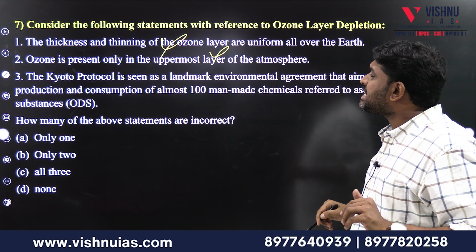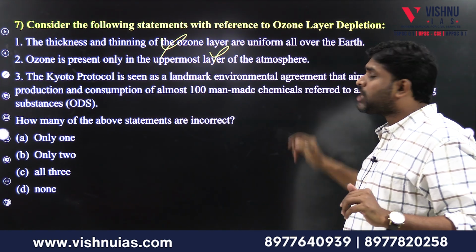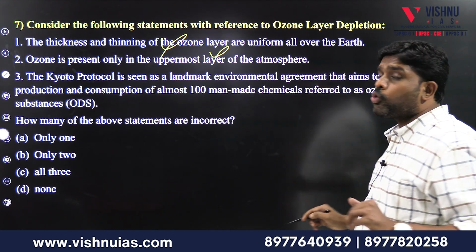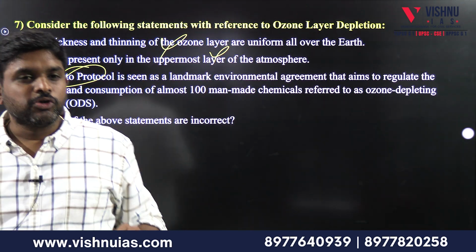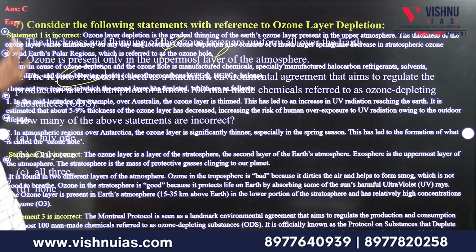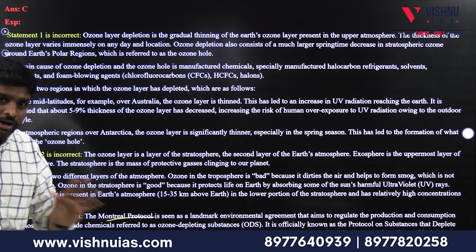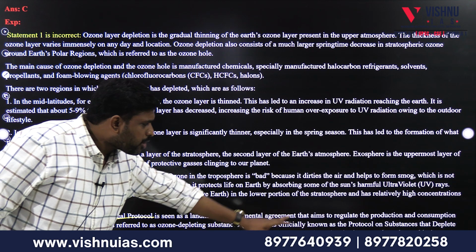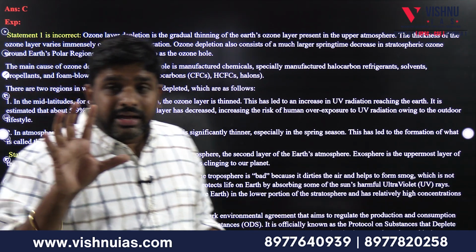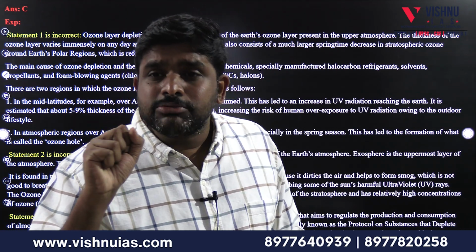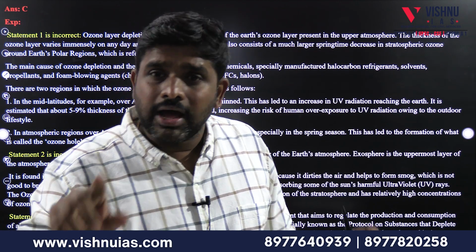The Kyoto Protocol is seen as a landmark environmental agreement that aims to regulate the production and consumption of almost 100 man-made chemicals referred to as ozone depleting. It is not the Kyoto Protocol. It is what? Montreal Protocol. The first protocol, Montreal Protocol, is a landmark environmental agreement that aims to regulate the production and consumption of those substances which are depleting ozone.